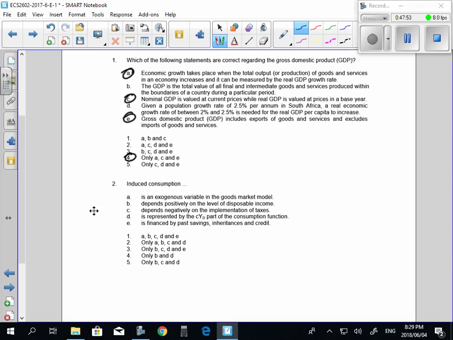Number 2, induced consumption. Now remember, consumption is divided into autonomous and induced. Autonomous consumption does not depend on income. Induced consumption does depend on income, positively related to your income. Okay? That would be B, C, and D.